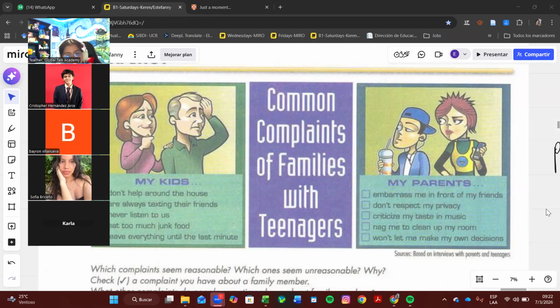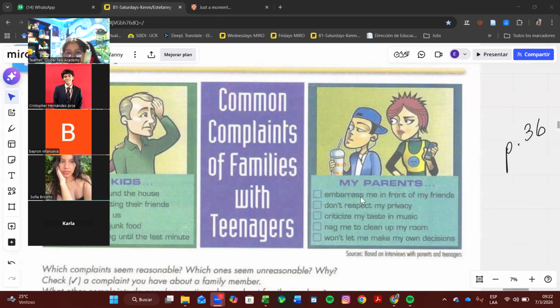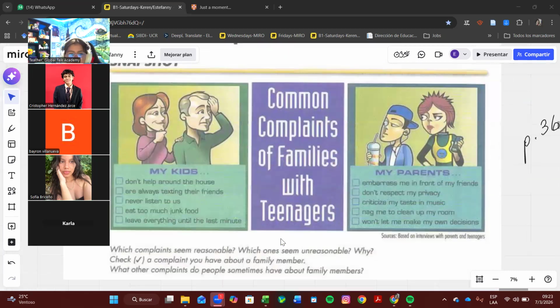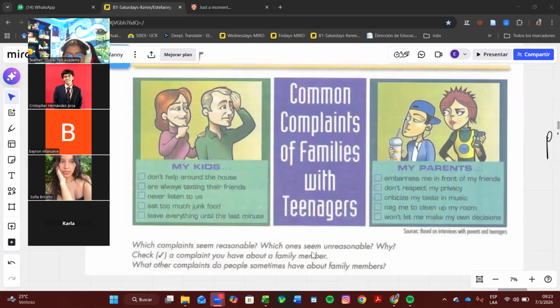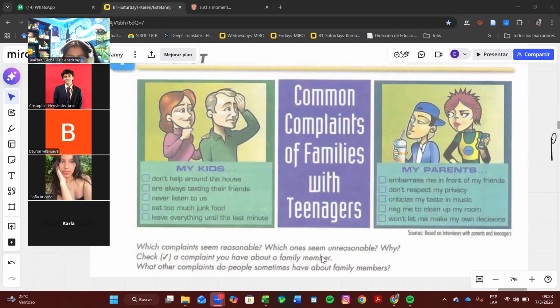And on the other side, we have the perspective of the teenagers. So it's not the parents, but the teenagers. My parents embarrass me in front of my friends. My parents don't respect my privacy. My parents criticize my taste in music. My parents nag me to clean up my room. And my parents won't let me make my own decisions. Okay. So here we have some questions that I can ask you, maybe.